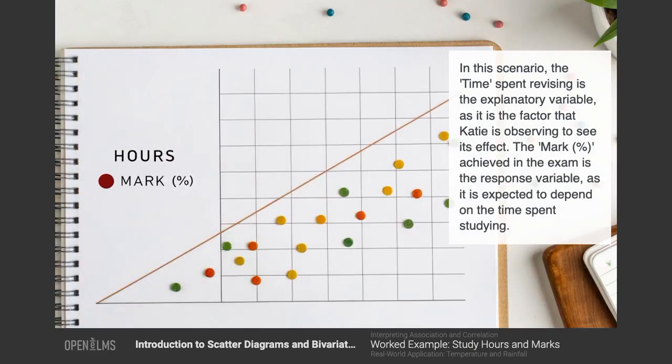In this scenario, the time spent revising is the explanatory variable, as it is the factor that Katie is observing to see its effect. The mark percentage achieved in the exam is the response variable, as it is expected to depend on the time spent studying.